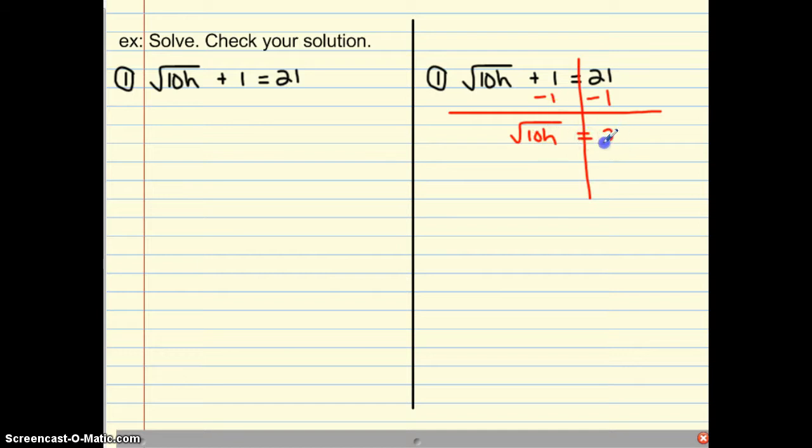Equals 20. The new step to this is that to get rid of that square root, we're just going to square both sides. So square here and square here, because if we do the opposite of square rooting, it's taking the square of. So these two will kind of cancel each other out, leaving us with 10h. And then you just have to square 20, which is 400. And unsurprisingly, we divide both sides by 10. And we end up with h is 40.